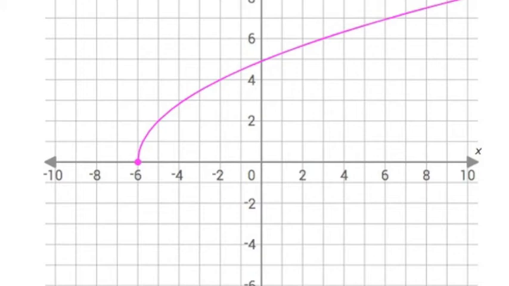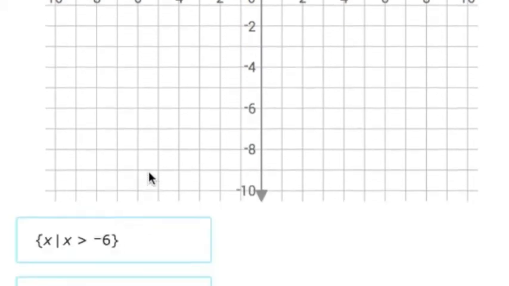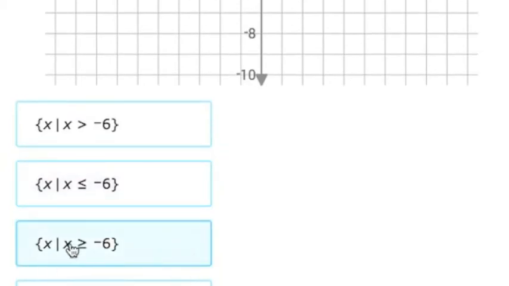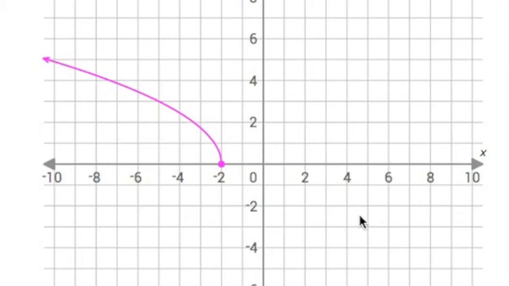Now I need to find the domain of this one. So remember, the domain is the x's. So I'll look along the x-axis. Can it be negative 10? No. Can it be negative 8? No. Can it be negative 6? Yes. And anything bigger than negative 6. So when I write down the domain for this one, I say x is greater than or equal to negative 6.